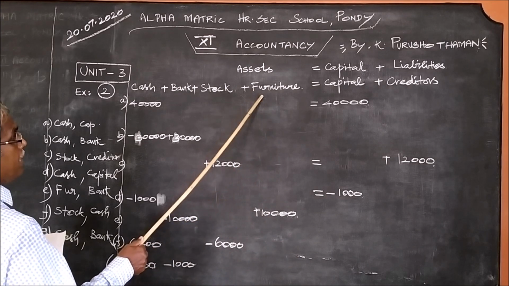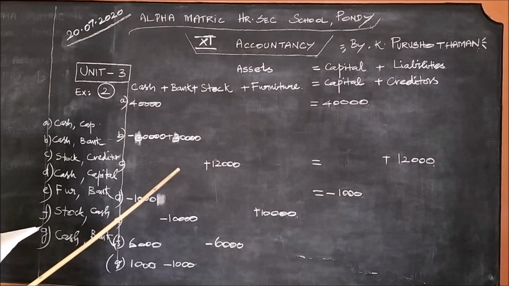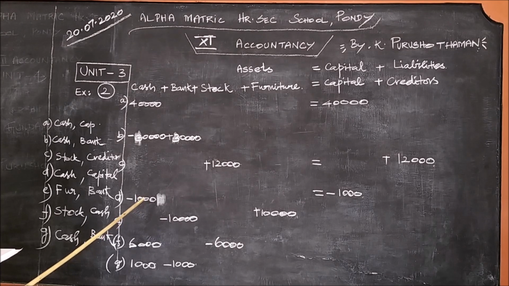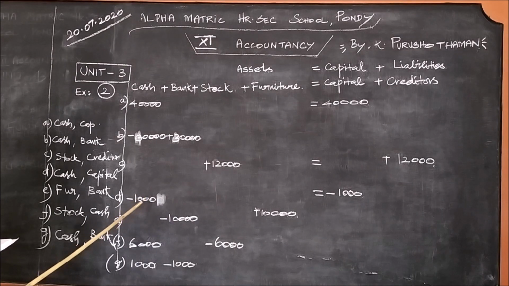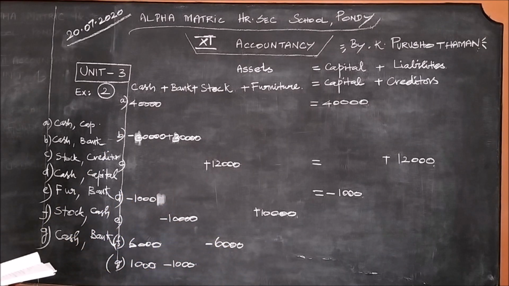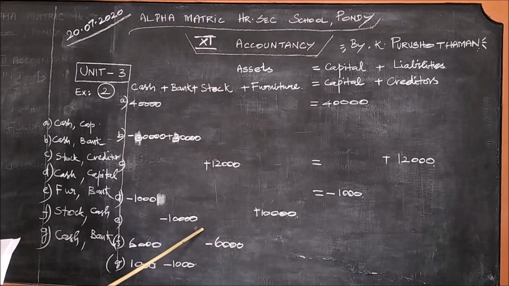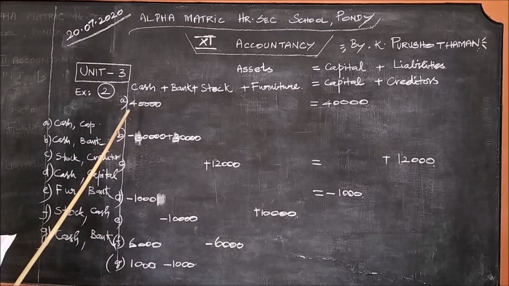When furniture is purchased, the furniture will come in, it is a plus. At the same time we are paying through debit card, credit card, check, etc. Who is paying the amount? The bank is paying the amount. Therefore, for bank it is minus. Sold goods to Murugan and cash received. When we buy goods, it will increase the stock. When we sell goods, it will decrease the stock. Therefore, stock minus 6,000. At the same time, cash is received. Therefore, plus 6,000.